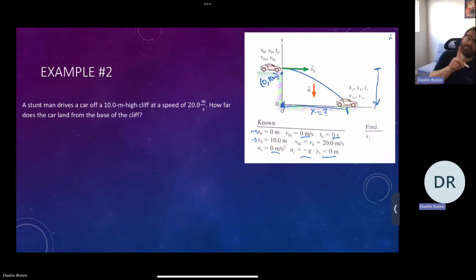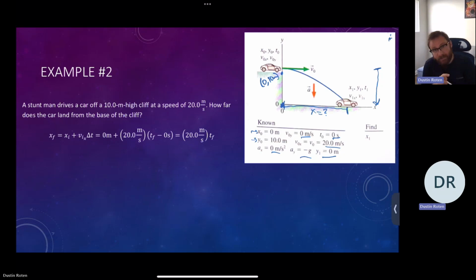We do have this speed where this car is driving to the right in the positive x direction. We do know that it is 20 meters per second. Okay, so this is pretty much everything we can glean from just this picture. This is why drawing pictures is important, because it lets you visually see and sort of check off what you do and you don't know.